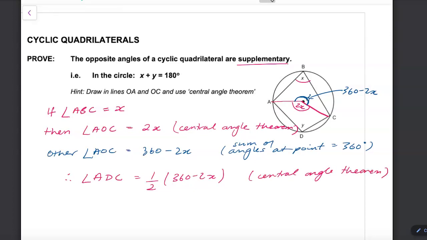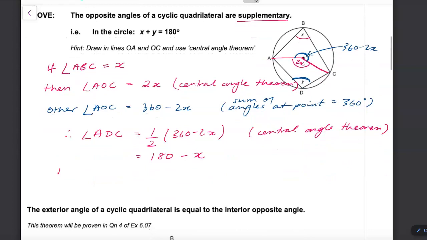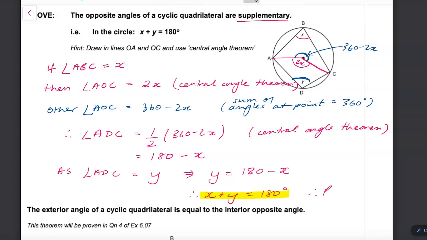So we've got a relationship between that 2x and that y. And so this is going to be 180 take x. Now, as angle ADC represents y, this implies that y equals 180 take x. Therefore, x plus y equal 180 degrees. And therefore, we have just proved this theorem, that the opposite angles in a cyclic quadrilateral are supplementary.